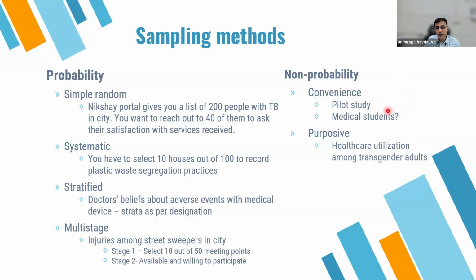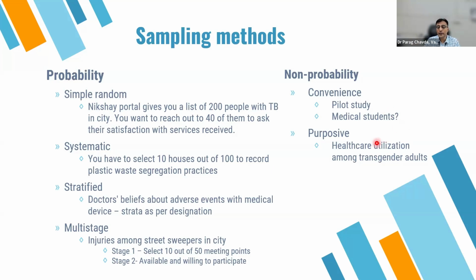Hence, convenience sampling is not looked at very favorably, and we should usually avoid convenience sampling methods. For example, if you are doing a study on the incidence of road traffic accidents among adolescents in the last 1 year, and you do that among medical students, it would be convenience, because medical students are not expected to have any higher risk of accidents compared to, let's say, engineering students or commerce students and so on.